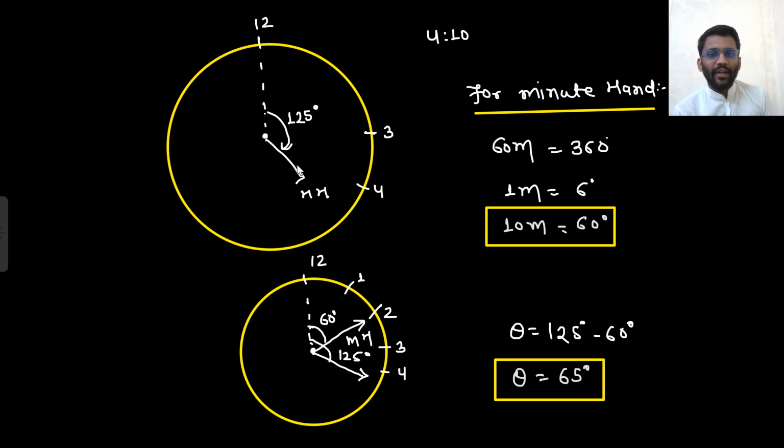Then we studied the minute hand. In the minute hand we got to know that in 60 minutes it covers a complete circle, so 360 degrees. So in 10 minutes it would have covered 60 degrees. So from that vertical line, the minute hand has covered 60 degrees and the hour hand has covered 125 degrees. So 125 minus 60, 65 is your answer. So this is one method.